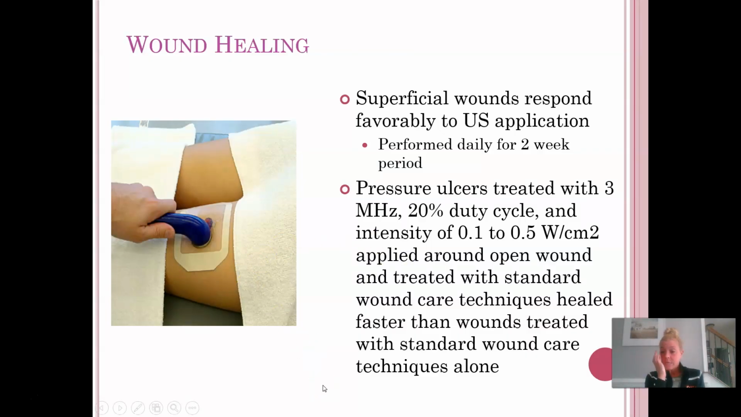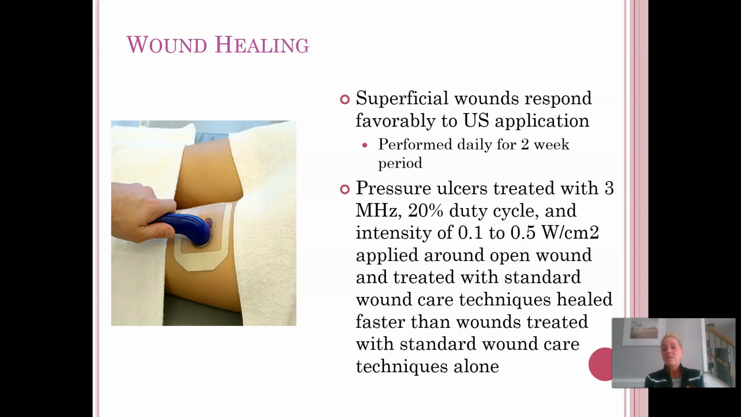So wound healing. Wound healing is another indication for ultrasound. They've done lots and lots of studies on this and found that superficial wounds have responded favorably to ultrasound when they were performed daily over a 2-week period.